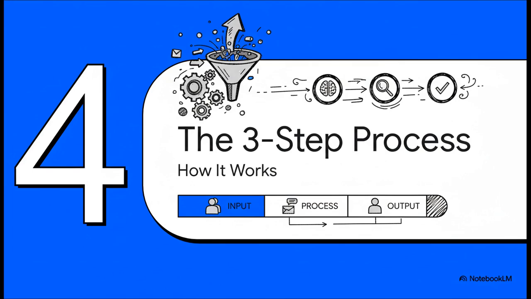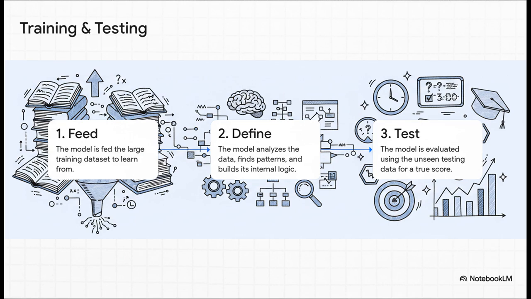All right, so now that we know why separating our data is so critical, let's just quickly walk through how the whole process actually works. It's a pretty simple and logical flow. This pretty much sums it up perfectly. Step 1 is feed. You give the model its textbook, that big training data set, and you just let it go to town. Then in step 2, the model starts to define its own understanding. It sifts through all that data, finds the patterns, and builds its own logic. And finally, step 3, test. We bring out that unseen final exam to get a true, honest score of how it'll perform in the wild.